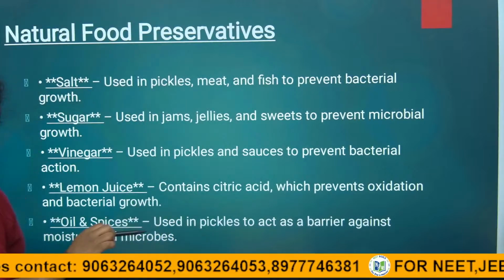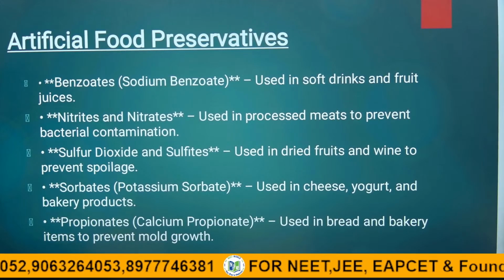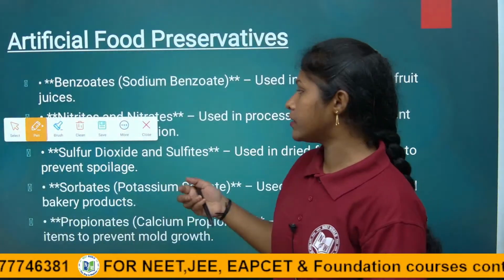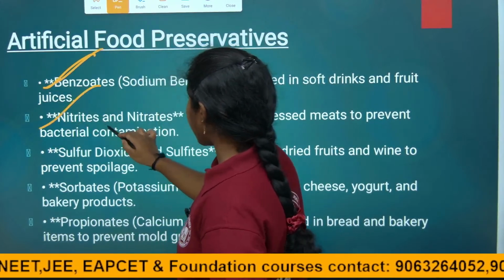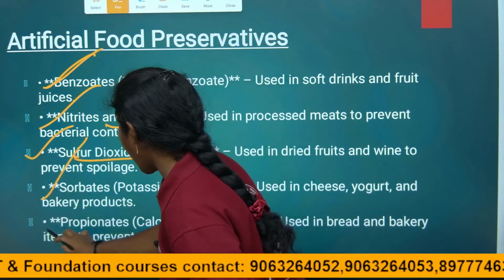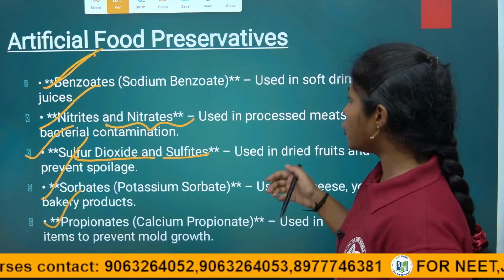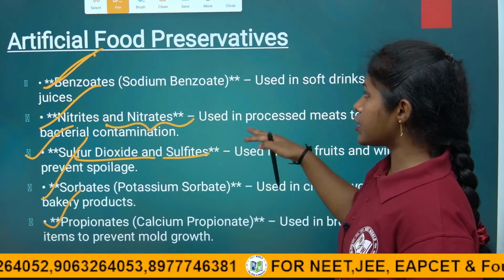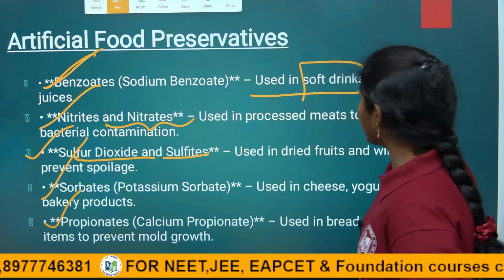So how are the artificial food preservatives used? As we studied before, benzoates, nitrates and sulfates are mostly used as artificial food preservation methods. Where are they used, right? So, benzoates, nitrates and nitrites, sulfur dioxide, sulfides, sorbates and propionates are the most widely used artificial food preservatives to prevent food spoilage. They are mainly used for commercial purposes. Sodium benzoate is used in soft drinks and also fruit juices.